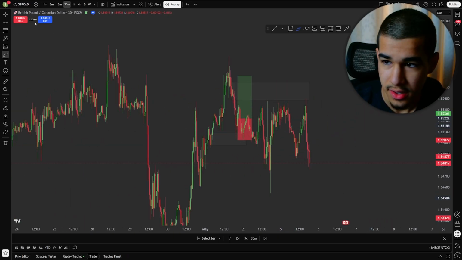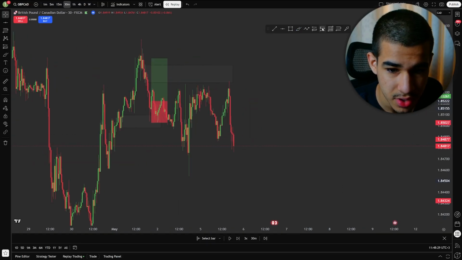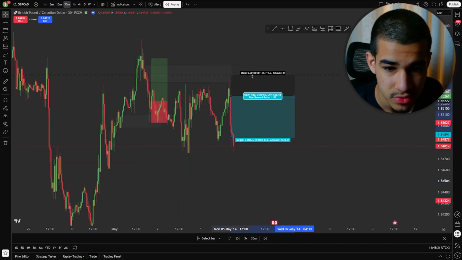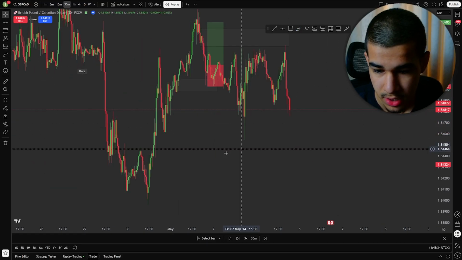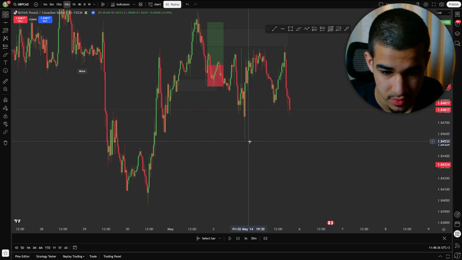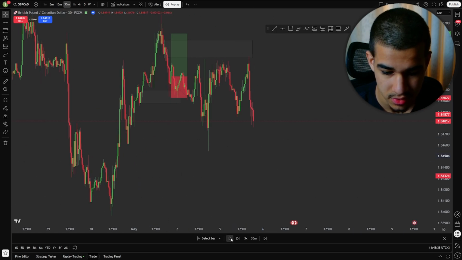Other than that, I do think it won, to be fair. It would have been a close entry, stop loss 1 pip, all that, and probably a profit target, either this low for a TP1 and that low for a TP2.